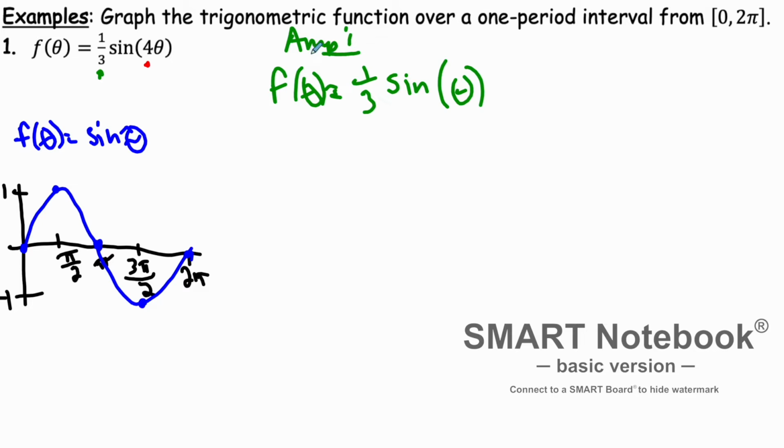Amplitude, I'm going to abbreviate it, AMP. The amplitude is the absolute value of that number, 1/3, which in this case is just 1/3. We want to make sure we're labeling that. So your amplitude is 1/3, which just means that our graph, instead of going from 1 to -1, is going to go 1/3 to -1/3. So it's going to squish it down to the x-axis. It's going to be a third of the original height.